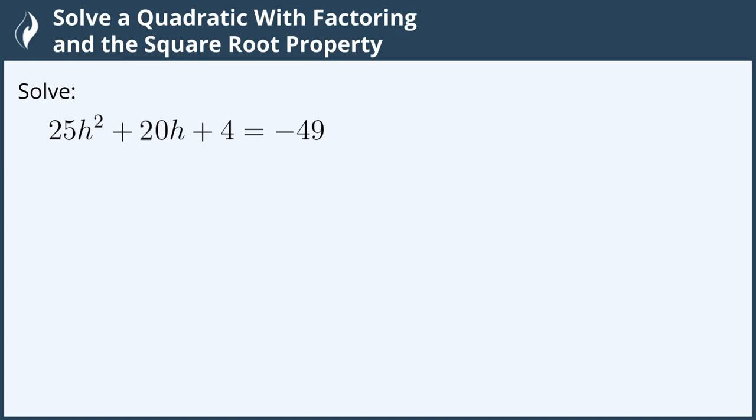Hi everyone! In this video we will solve a quadratic with factoring and the square root property. Solve 25h squared plus 20h plus 4 equals negative 49.